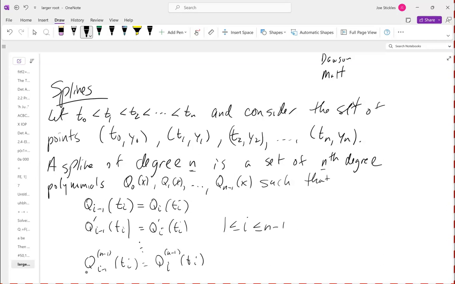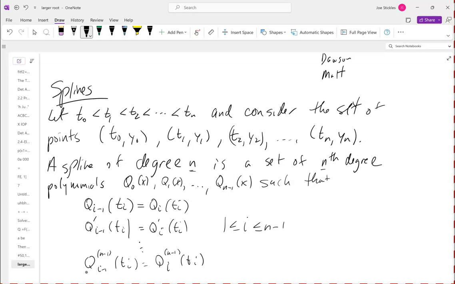But I do care what happens in the middle. I need to make sure each piece matches up. I need to make sure the slopes match. I need to make sure the curvature matches. Third derivative, fourth derivative, fifth derivative, all the way to the n minus first derivative. Okay.